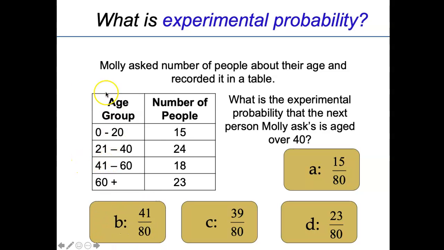41 out of 80. So the total number of people that Molly asked is 80 people, and then the people that have the ages more than 40 will be starting from 41 to 60 plus. So we added 18 and 23. 18 plus 23 is 41. 41 out of 80.